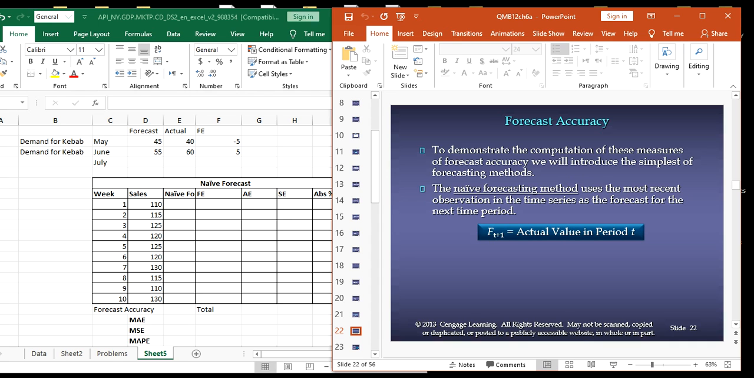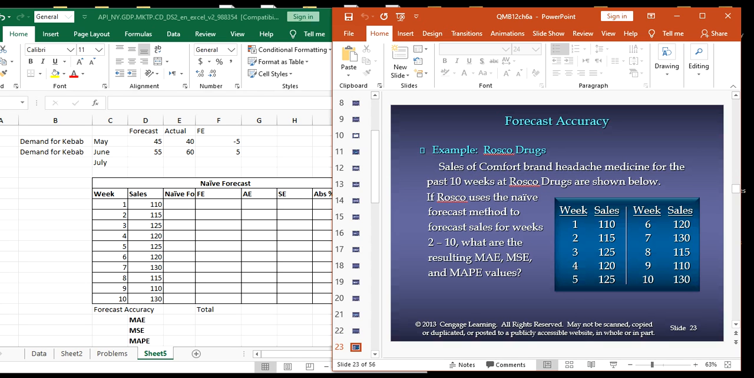F t plus 1 forecast, t plus 1, means one step ahead period. If we are dealing with daily data, it means tomorrow's. If we are dealing with weekly data, next week. Monthly is next month. So the F t plus 1 equals the previous most recent data.